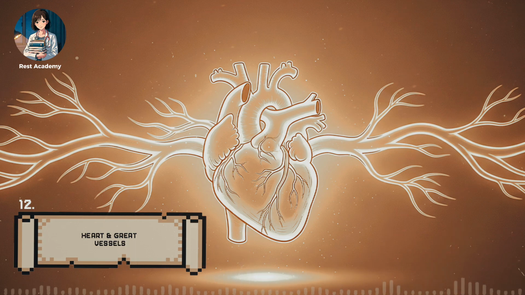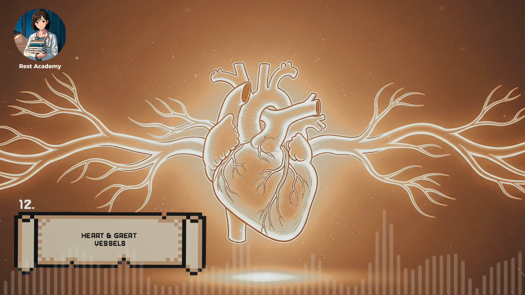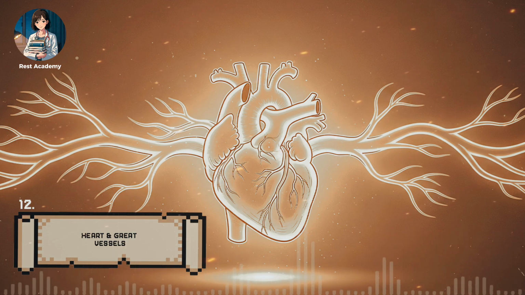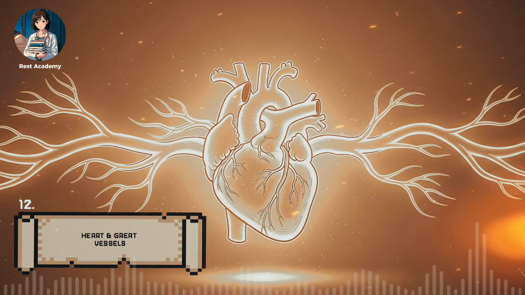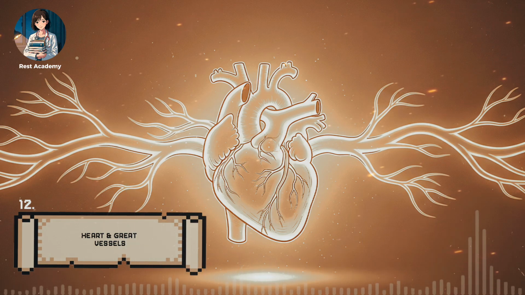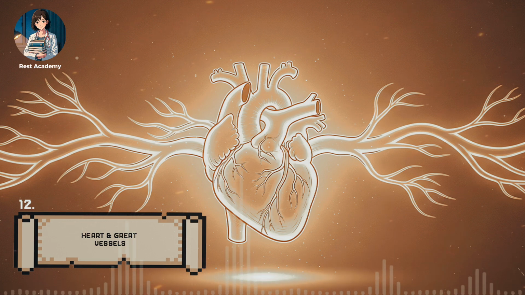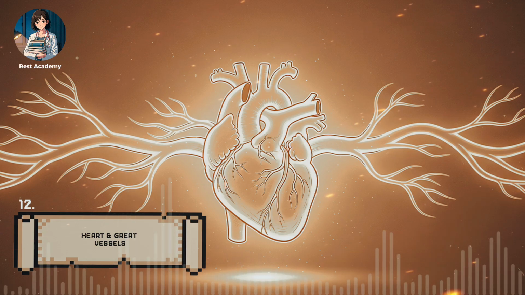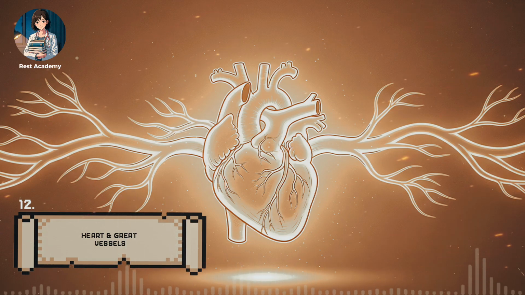Valves direct flow. The tricuspid valve lies between right atrium and ventricle, with 3 leaflets tethered by chordae tendineae to papillary muscles that contract in systole to prevent prolapse. The pulmonary valve has 3 semilunar cusps at the right ventricular outflow. The mitral, or bicuspid, valve has anterior and posterior cusps guarding the left atrioventricular orifice, its chordae attached to papillary muscles of the left ventricle. The aortic valve, with 3 semilunar cusps, sits at the left ventricular outflow. Behind its cusps are the aortic sinuses from which the coronary arteries arise.